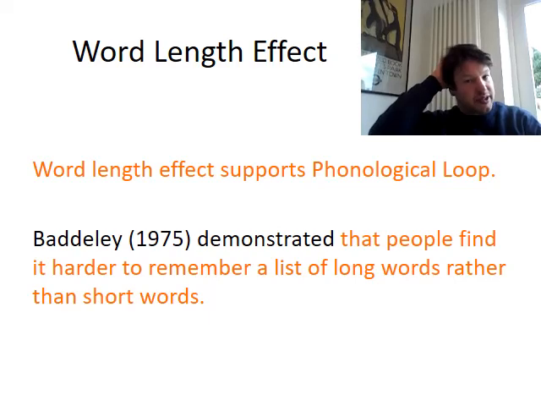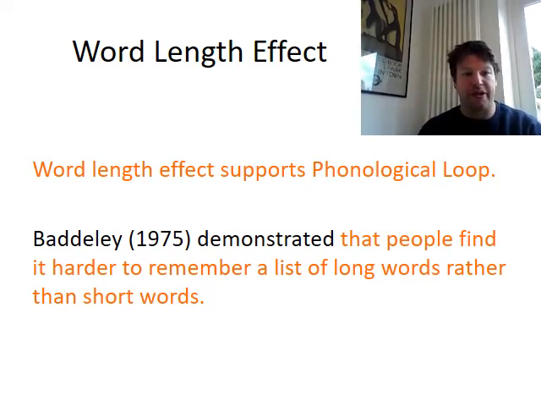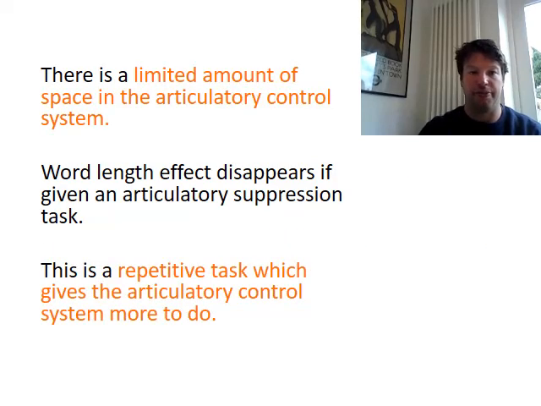Word length effect supports the phonological loop. So Baddeley 1975 demonstrated that people find it harder to remember a long list of words rather than a short list of words. So that provides evidence for this idea of the phonological loop. There is a limited amount of space in the articulatory control system, and the word length effect disappears if given an articulatory suppression task. This is a repetitive task which gives the articulatory control system more to do. Hopefully that makes sense.